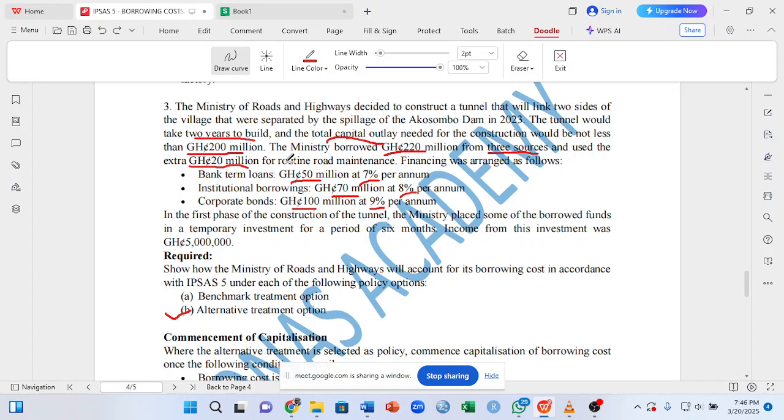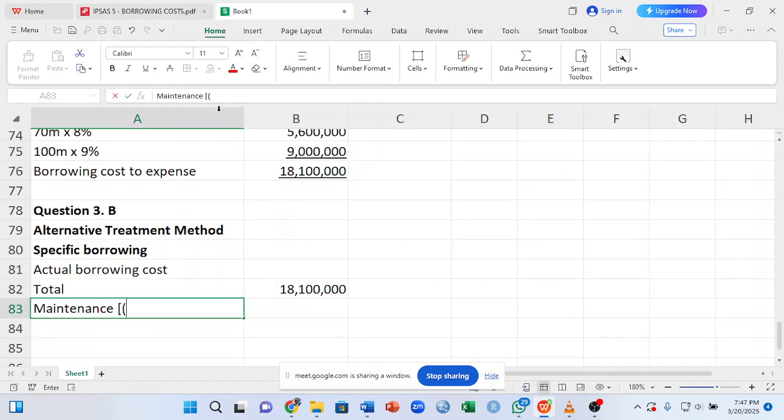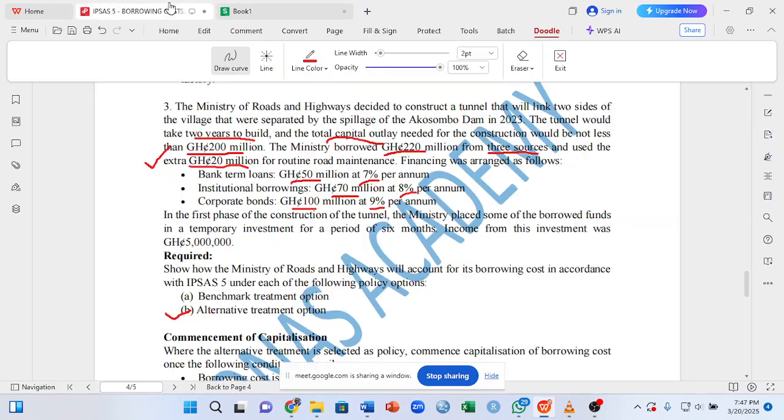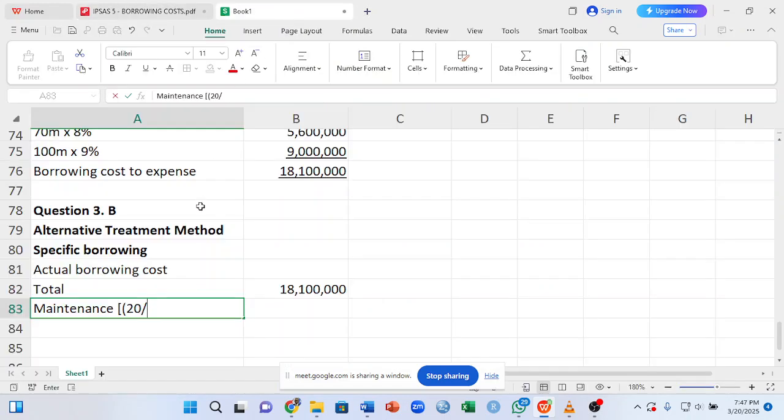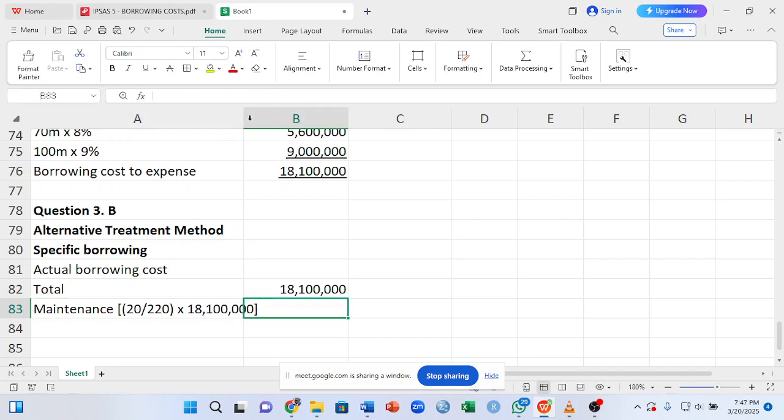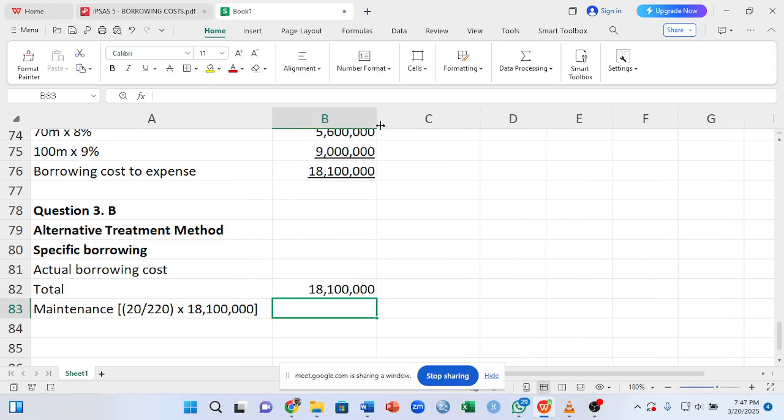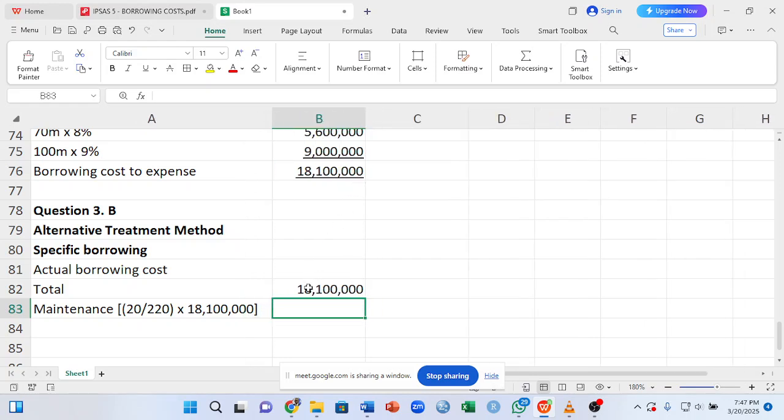In applying ratio and proportion, it will just be the maintenance amount. The loan amount for the maintenance was 20, right? So we'll take the 20, then we divide by the total loan. We know that the total loan facility is 220, right? Then we multiply by the 18,100. So let's do that. What will you get?